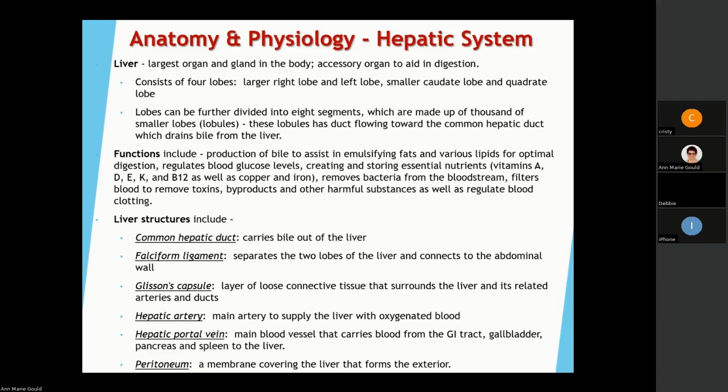ducts associated with that. Hepatic artery is the main artery to supply the liver with oxygenated blood. And then your hepatic portal vein is the main blood vessel that carries the blood from the GI tract, gallbladder, pancreas, and spleen to the liver. And then your peritoneum, that's our membrane, right, covering the liver that forms the exterior.